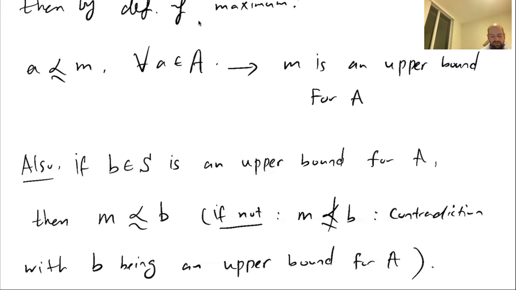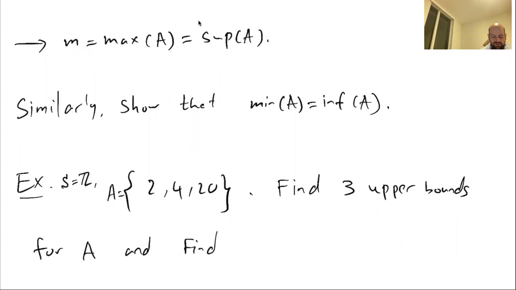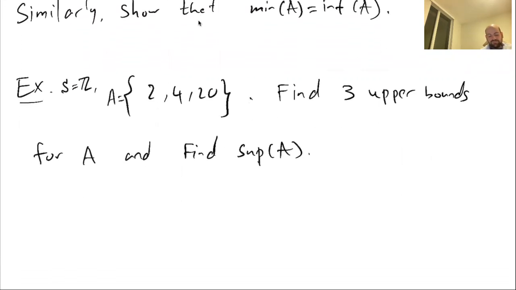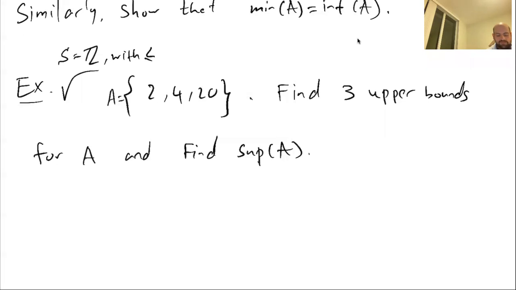Okay, example, let's say S equals Z again, and A equals this. Find 3 upper bounds for A and find the supremum of A. So S equals Z, by the way, the relation here is just the usual less than or equal to. So S equals Z with standard less than or equal to, and A is equal to this.